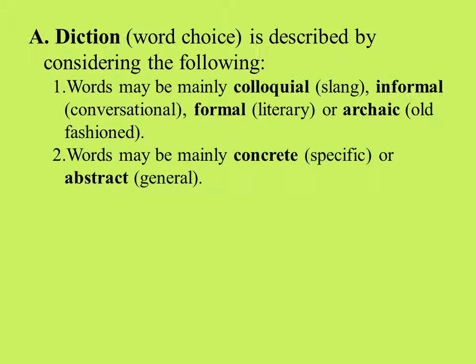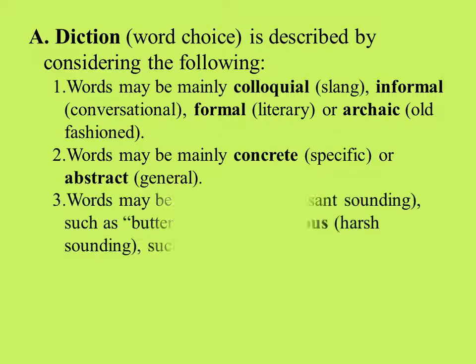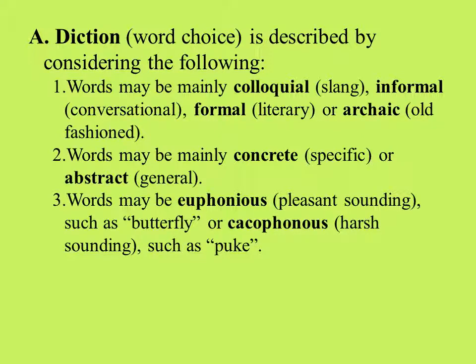Evaluating them based on whether they're concrete and specific or more abstract and general. No writer is going to write entirely with one of these or the other, but it's the tendency. A third could be about the sound of the words that generally get used. Euphonious words are pleasant sounding, butterfly, lullaby. I don't know if it's all things that end in I, but those are pleasant sounding. And most of us would agree that a word like puke is cacophonous, creating cacophony.